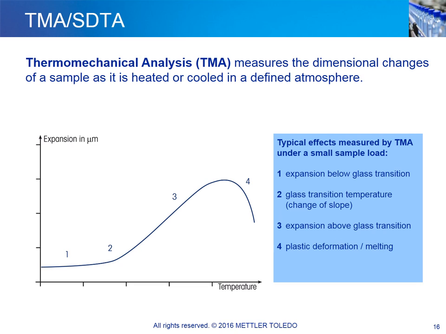Expansion below the glass transition. 2. The glass transition point at which the rate of expansion changes, as observed by the change in slope. 3. Expansion above the glass transition. The steeper slope indicates a greater rate of expansion. 4. Softening with plastic deformation or viscous flow.